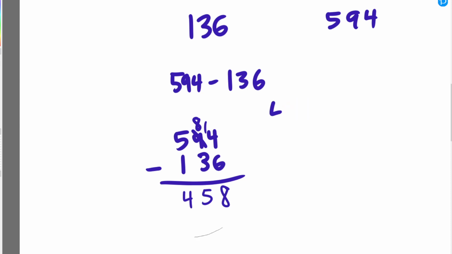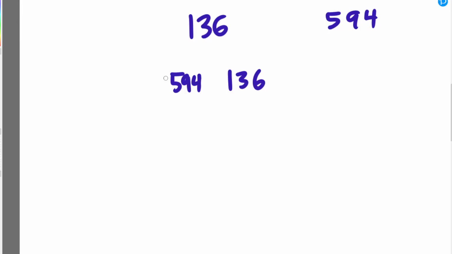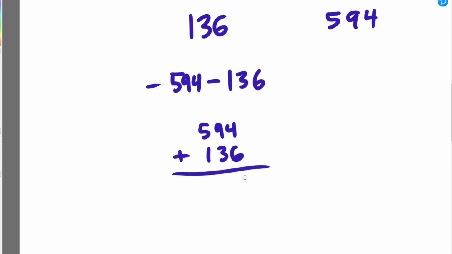Now what if you had something like negative 594 minus 136? Then we can recognize that we have two negatives for our two terms. So we'll take 594 and 136, and we'll add them together, but we're going to keep these signs. So 4 plus 6 is 10. 10 plus 3 is 13. 5 plus 1 plus 1 is going to give you 7. And we keep our negative, so our answer will be negative 730 in this case.